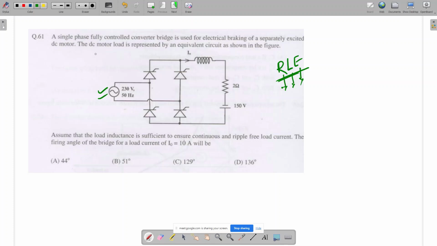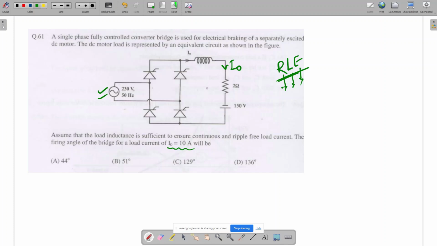So they are saying that the DC motor load is under electrical braking. We are doing the electrical braking of the motor, and the inductance is sufficient for ripple free current, meaning the current will be constant. So we have to calculate the firing angle of the bridge circuit for a load current of 10 ampere.